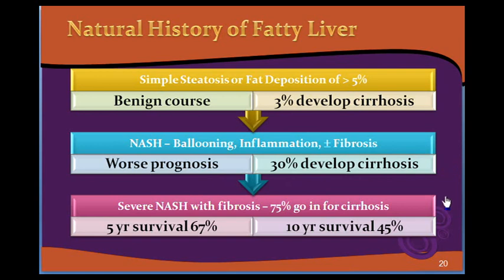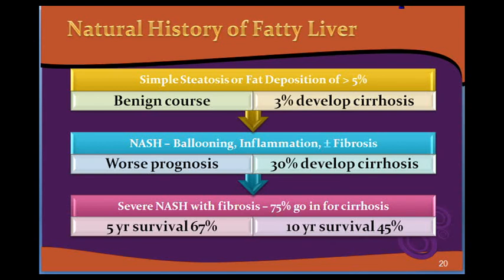Supposing the patient is not identified and checked even at this stage, then he progresses on to what is called severe NASH with fibrosis. 75% of these patients go in for cirrhosis. The 5-year survival is only around 67%. That means 1/3 of them are going to die in the next 5 years, and then more than half of them are going to die in the next 10 years. Such is the grave nature of severe NASH with fibrosis resulting in cryptogenic cirrhosis.